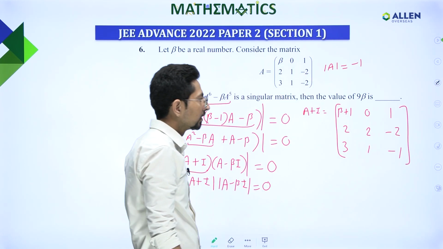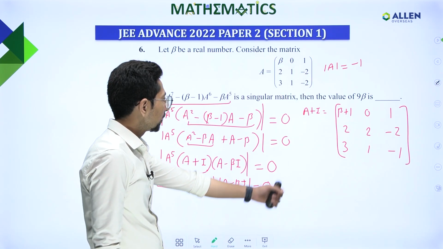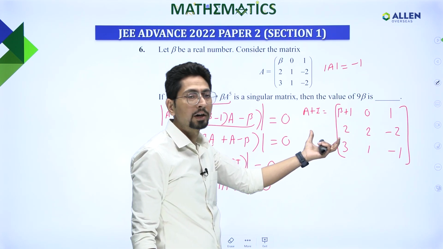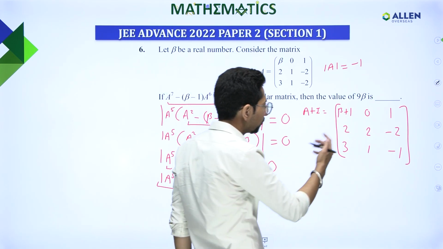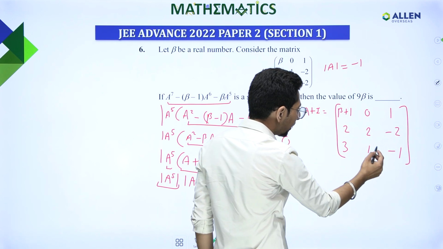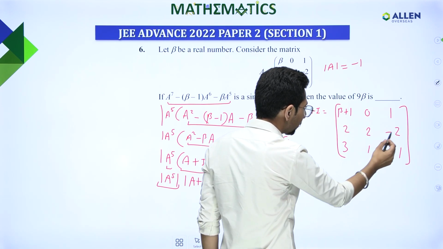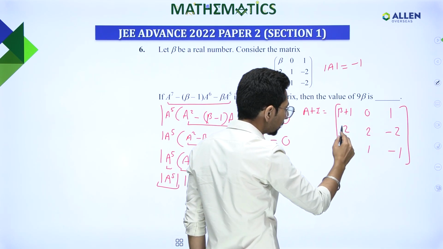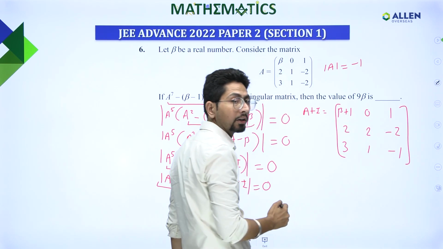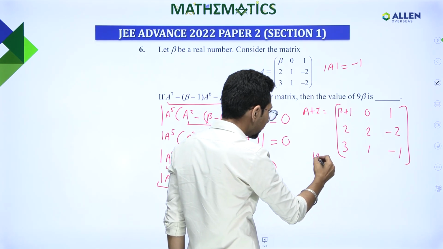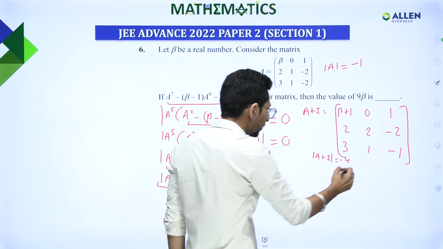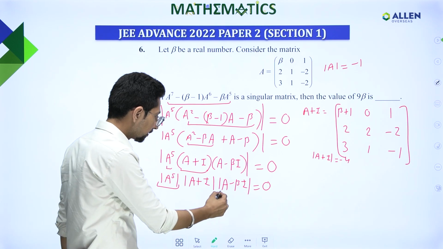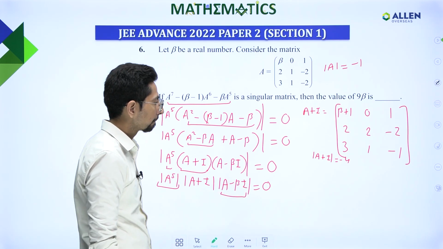A plus I. Now according to this, what you have to analyze is whether its determinant is 0 or not, or we are getting any value from that. So what will be the determinant here? This will be beta plus 1, minus 2 plus 2. Beta is gone from here, 0 again. This will be 2 minus 6, that is minus 4. Determinant of A plus I is coming out to be minus 4. So this is also non-zero, then clearly this has to be 0, A minus beta I, right?